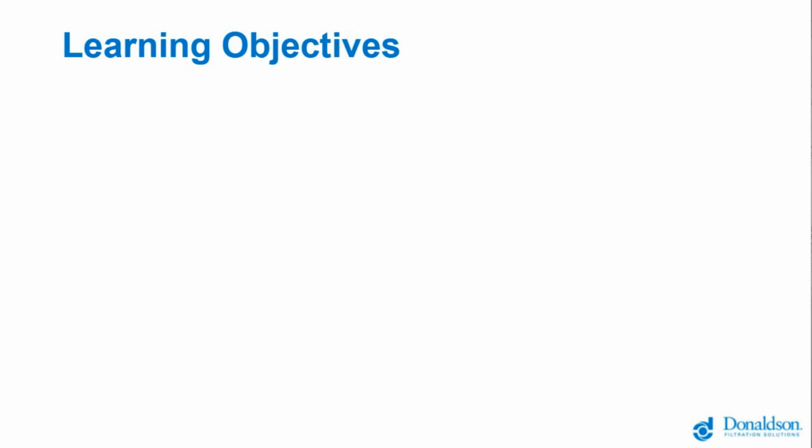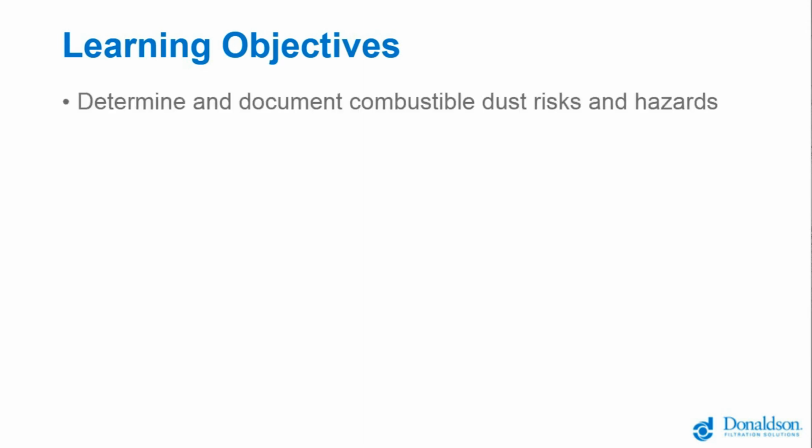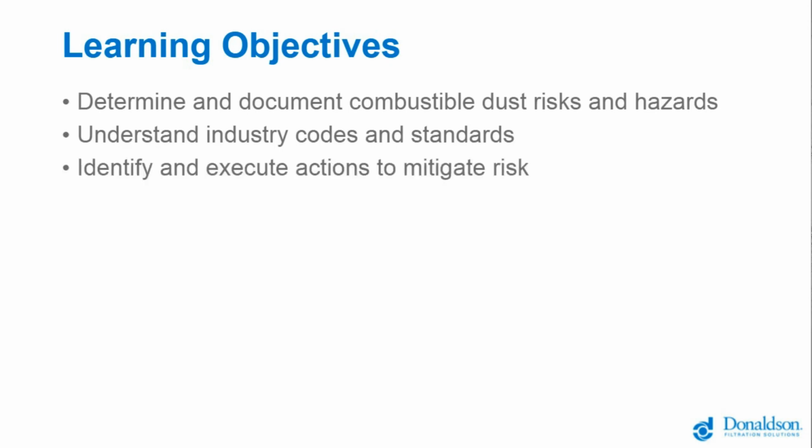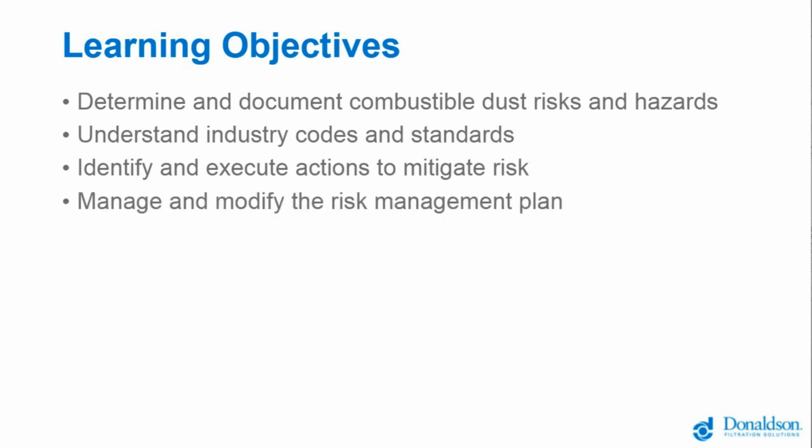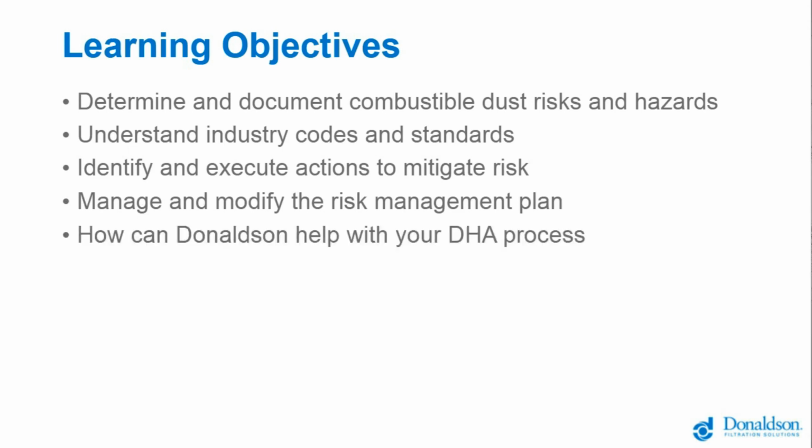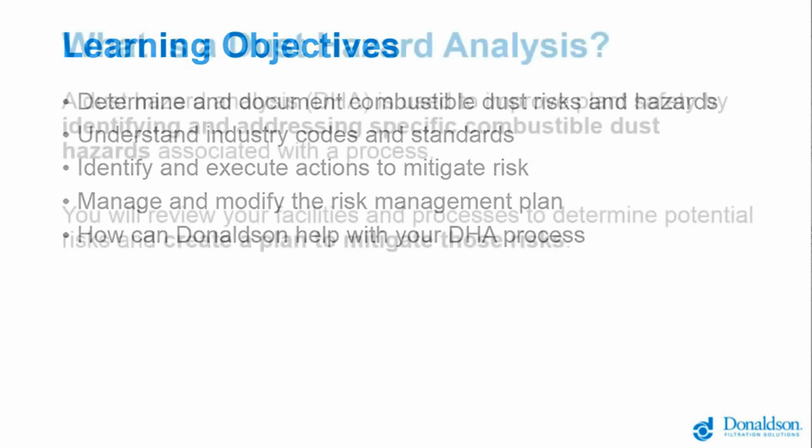So after today's discussion, we hope you'll walk away with a better understanding of determining and documenting combustible dust risks and potential hazards within your plant, understanding industry standards and codes associated with your process, identifying mitigation actions to mitigate the risk, such as creating a risk management plan and then executing on those recommendations, and the importance of managing and modifying the plan as changes happen within your facility. Then we'll close our discussion today with how Donaldson can help you with your DHA process.